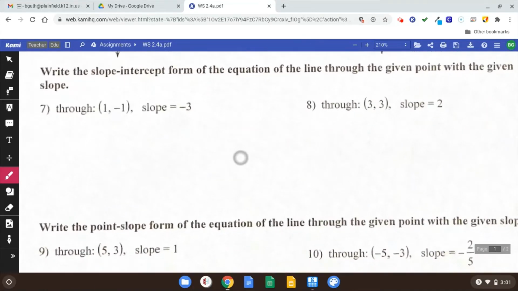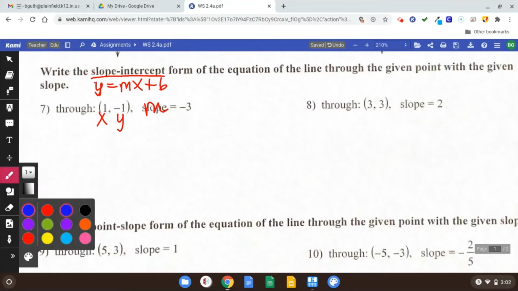Okay, number 7, we're still in slope-intercept form. So we still want y equals mx plus b. Now here's where it gets a little bit tricky, because they give me the m number for the slope, but they do not give me the b number. They give me an x, y point. So what you could do is plug in your x number, your y number, and your m number and figure out your b number. That's one way of doing the problem. And so I'll go ahead and show you that way, I suppose.